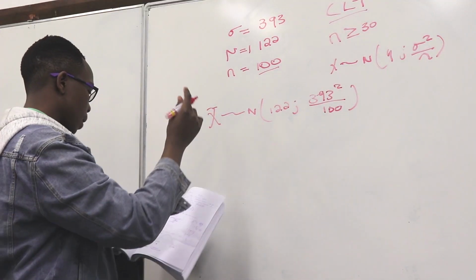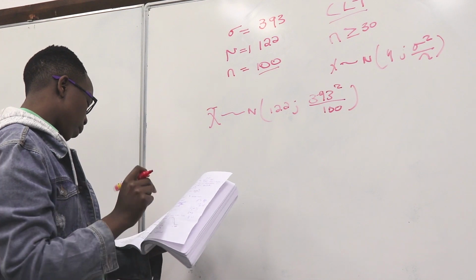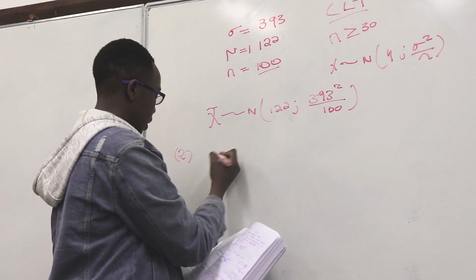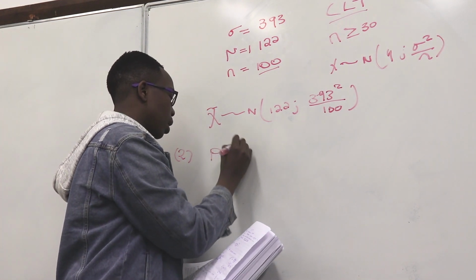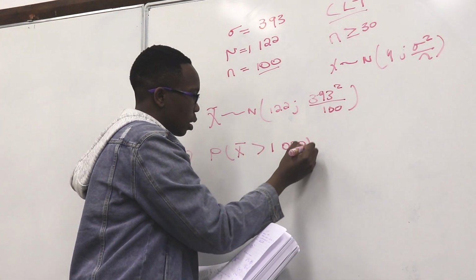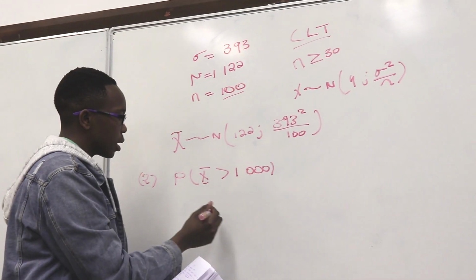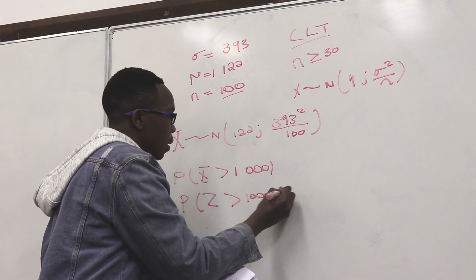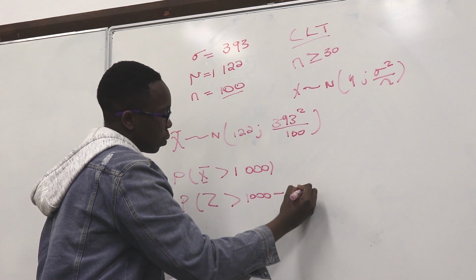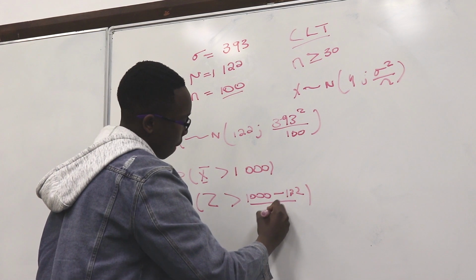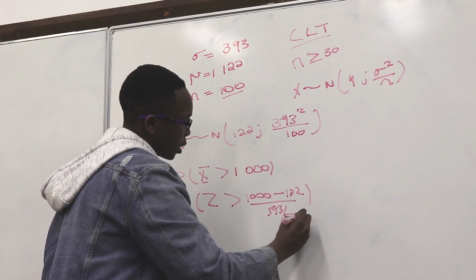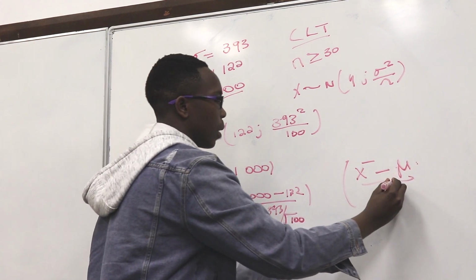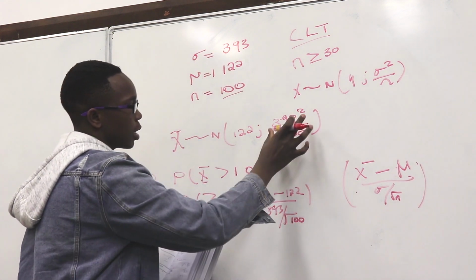Yeah, sorry. The second question asks: what is the probability that the sample mean will be greater than 1,000? So they want the probability that our x bar will be greater than 1,000. To do this calculation, we have to standardize x bar to z. So z is supposed to be greater than 1,000 minus our mu, 1125, over sigma over root n, 393 over the square root of 100. Basically this is x bar minus mu over sigma over root n.